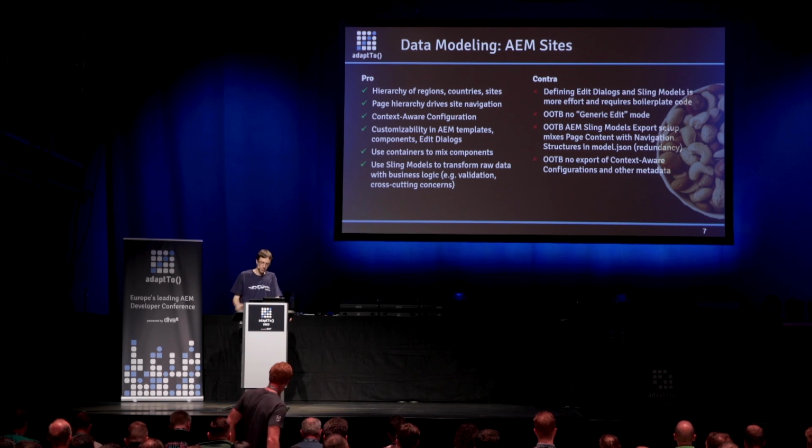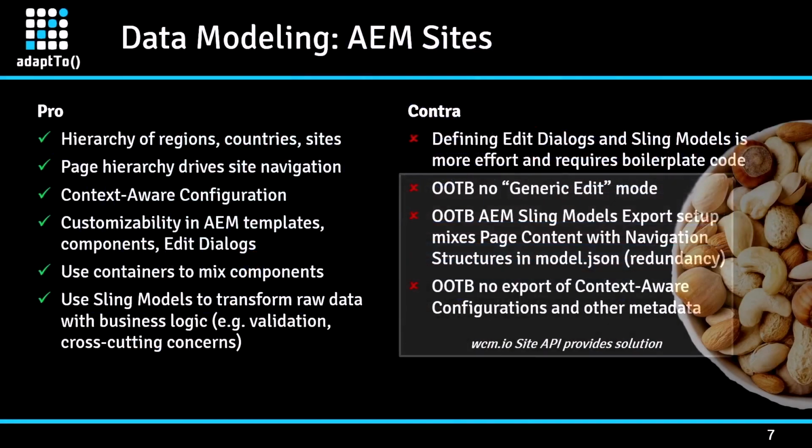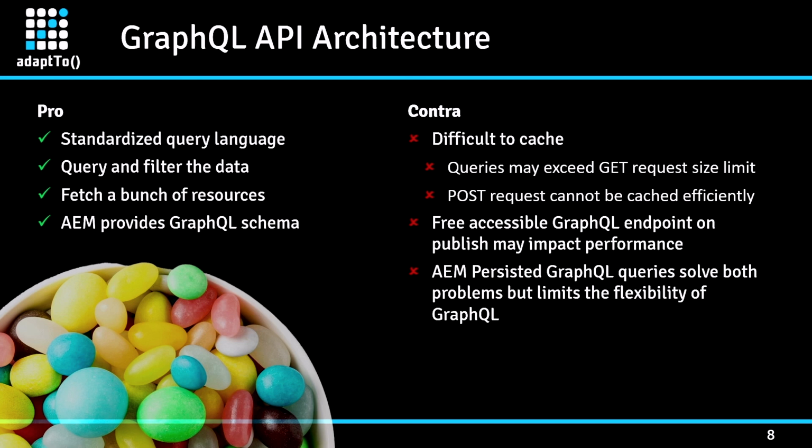And out of the box, it's not so easily possible to export context-aware configuration or any other metadata which is outside the Sling models generated JSON. For all these three points, we have something prepared in our Site API to make this easier. So it's not really a drawback if you're using this tooling.